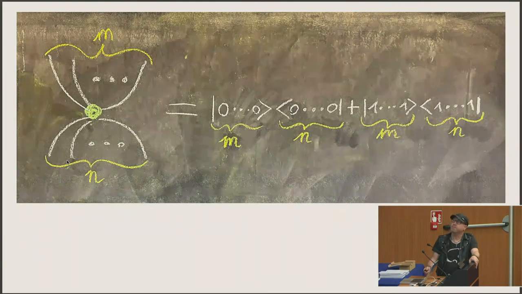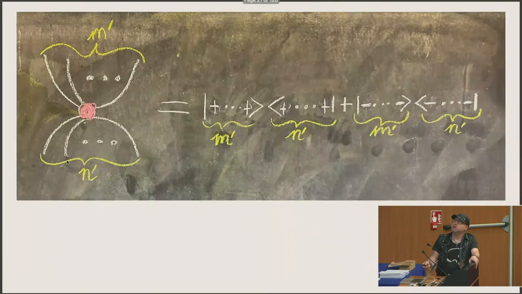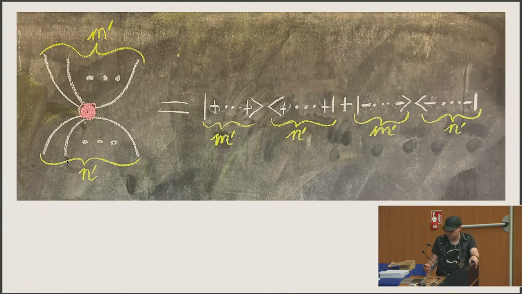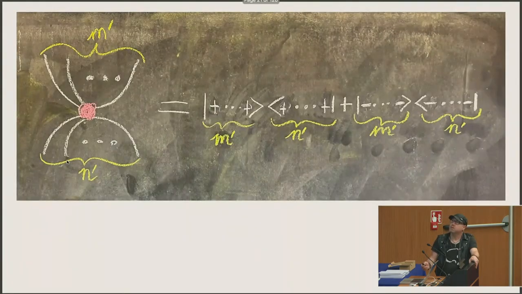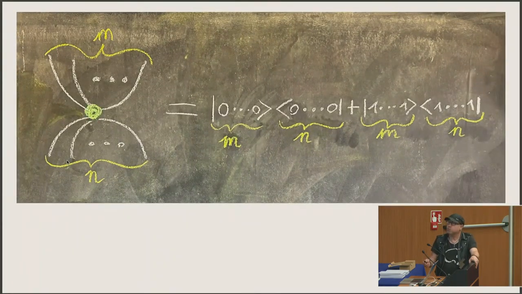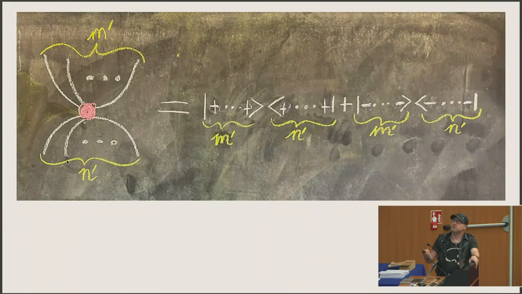That's the definition of the Z spider. Now, the definition of the X spider, and see what I've changed. I've changed the choice of bases. Here I take the plus basis and the minus basis instead of the zero and the one bases. These ones I called Z spiders because I used Z bases, and this one I call X spiders because I use the X bases. And that's the difference. And are they different? What do you think?